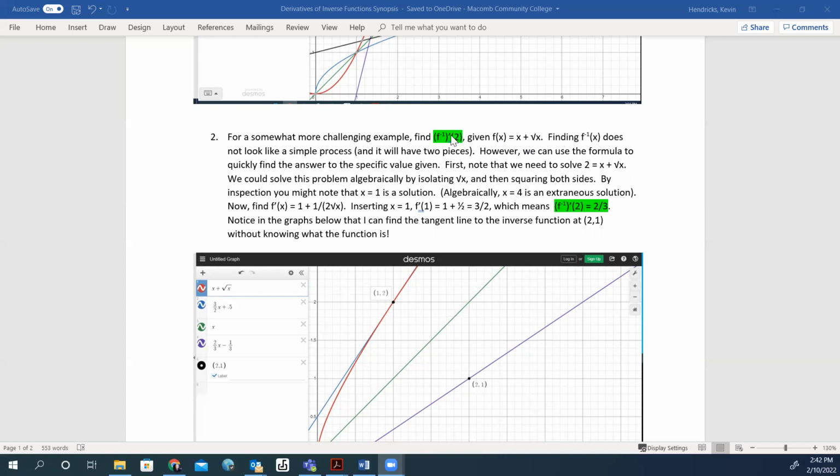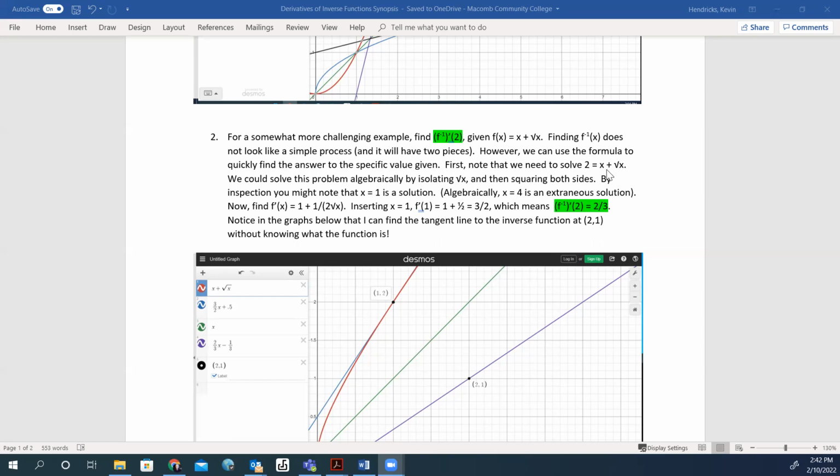We can say, okay, if I want to know the derivative of f inverse evaluated at 2, that means f of x itself must be 2. So what values of x will yield 2? In other words, we have to solve 2 equals x plus square root of x. As I note here, we could solve this algebraically by isolating the square root of x, squaring both sides, and continuing to work it algebraically.